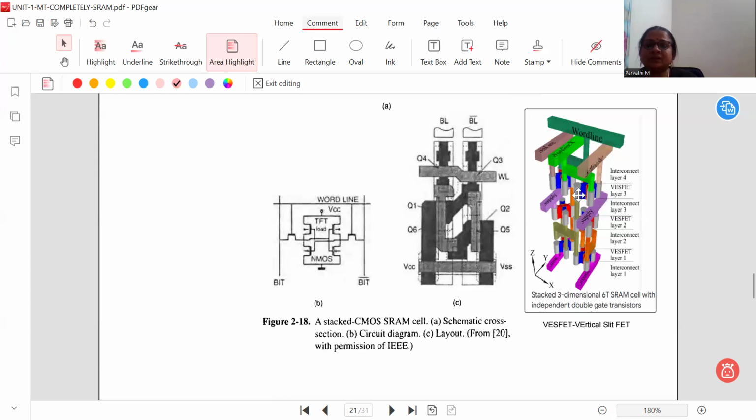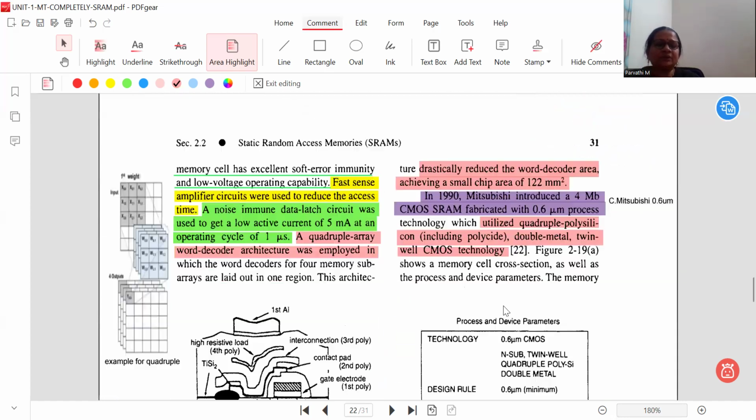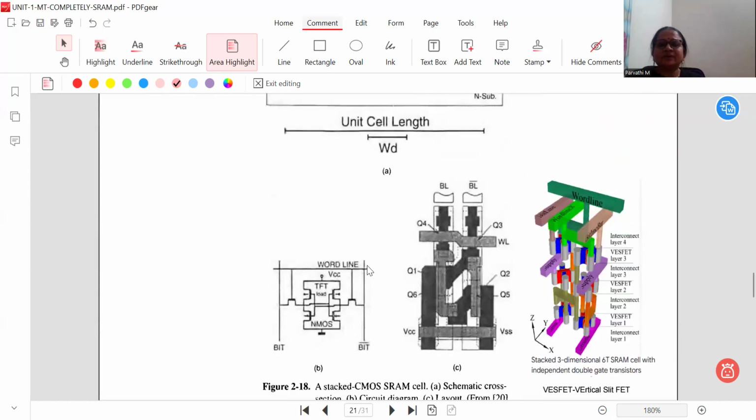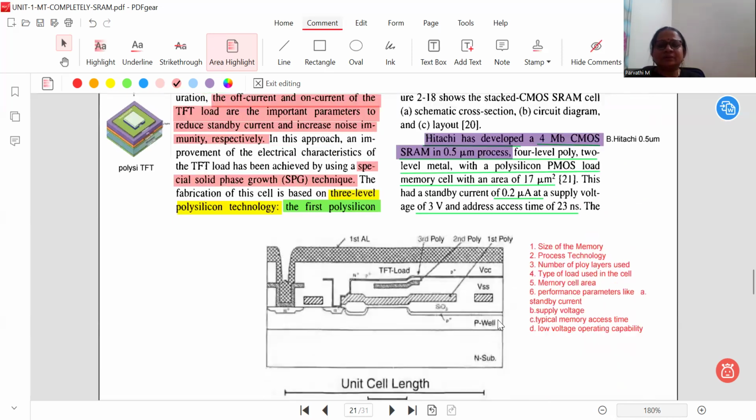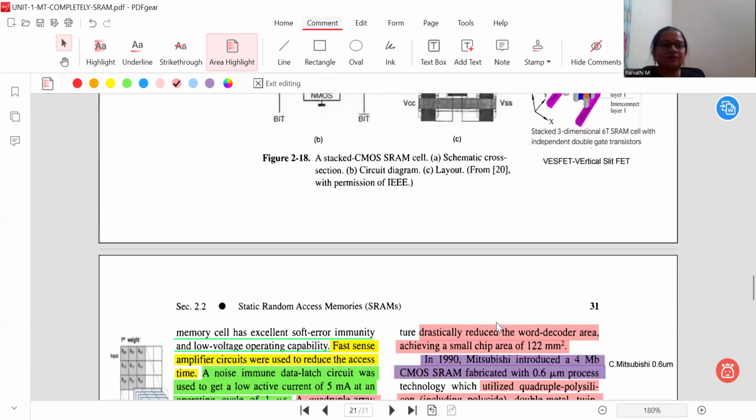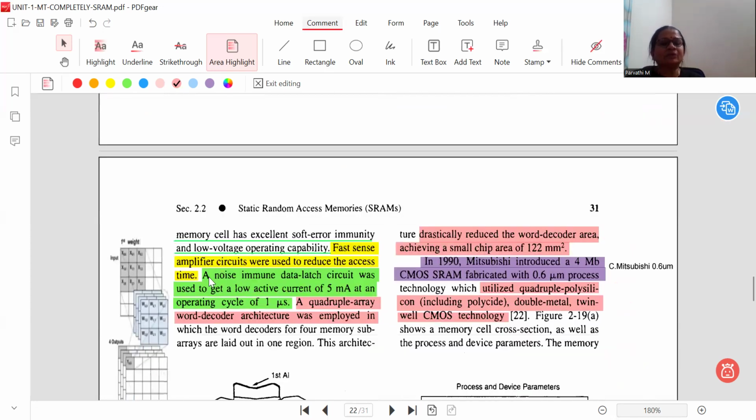So these intermediate ones are VS FETs. In between, interconnects are connected one after the other, just like the floors of an apartment building. These kinds of advanced memories will be used in varieties of memories, decoders, and at the same time they reduce errors in error-prone designs. These advanced memory cells have excellent soft error immunity.